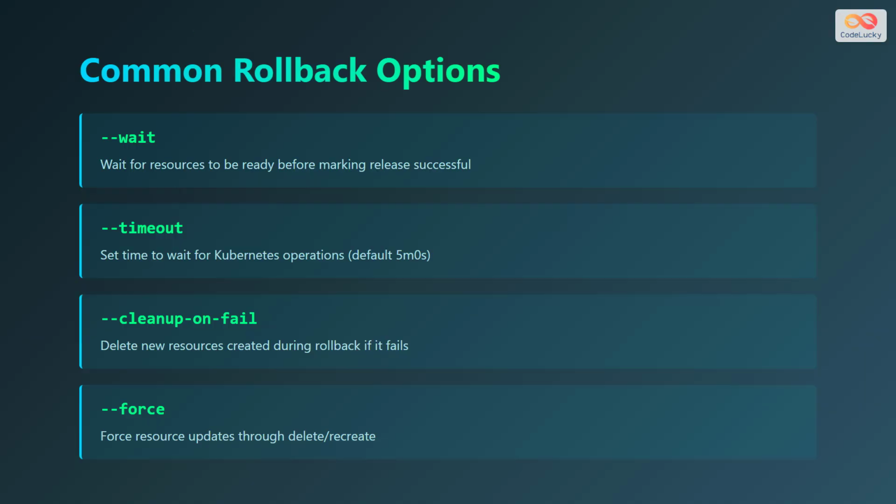Helm provides several useful options to customize your rollback behavior. The --wait flag ensures Helm waits for all resources to be ready before marking the release as successful. The --timeout option sets how long to wait for Kubernetes operations, with a default of 5 minutes. The --cleanup-on-fail flag deletes any new resources created during the rollback if it fails. And the --force flag forces resource updates through delete and recreate when necessary. These options give you fine-grained control over the rollback process.